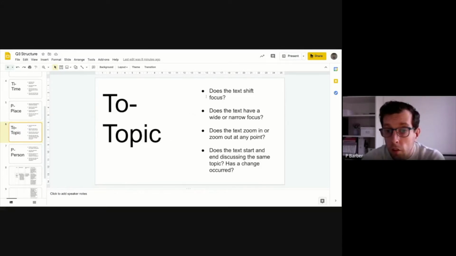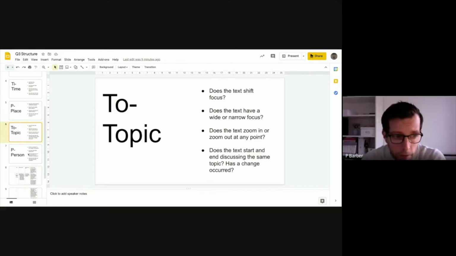So does the text shift focus across the extract? Does the text have a wide focus or a narrow focus at times? Does it talk about big expansive locations, or does it zoom in and focus on very narrow specific things? Let's say there the words zoom in and zoom out are particularly important. Does it focus on one small aspect and then zoom back out again? Does it have big topics that it's talking about, or smaller topics? Does the text start and end discussing the same topic? Has there been a change that's occurred across this? Does it start and end in the same idea and being like a cycle, being a cyclical structure?